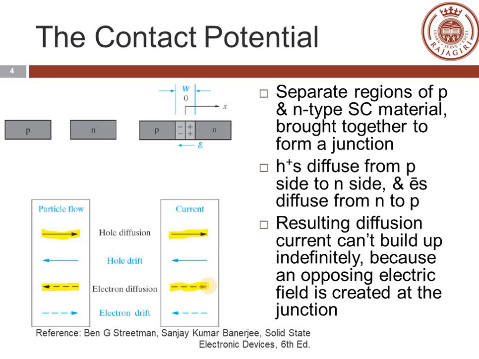Now, we said once we form a junction, because of the uncompensated ions at the junction, we will have an electric field at the junction. Because of that electric field, we will have drift components. Holes will flow in the same direction as the electric field, and the resulting hole current is in the same direction as that hole flow. Electrons will drift in the opposite direction of the electric field, and the resulting current is in the opposite direction of the flow of electrons.